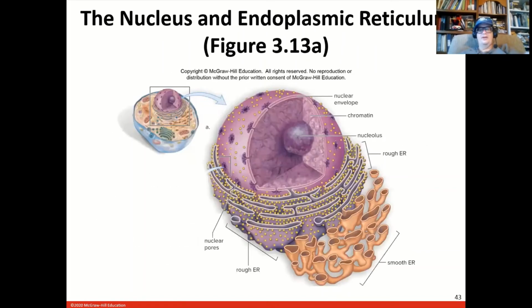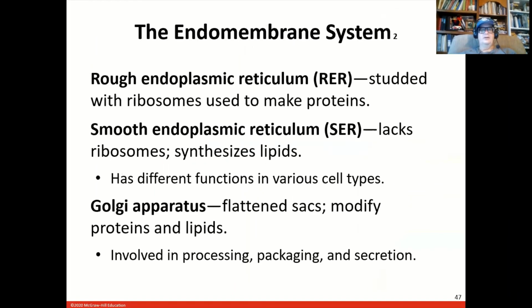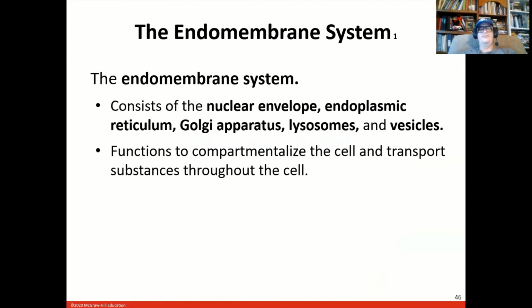Remember I said, okay, so this is just the rough ER. This is not the full endomembrane system. That's why they didn't show the Golgi apparatus. All right. So we've got the Golgi apparatus. That's a packaging and distribution center for the cell. You make things in the ER, the endoplasmic reticulum, and you send them to the Golgi apparatus.